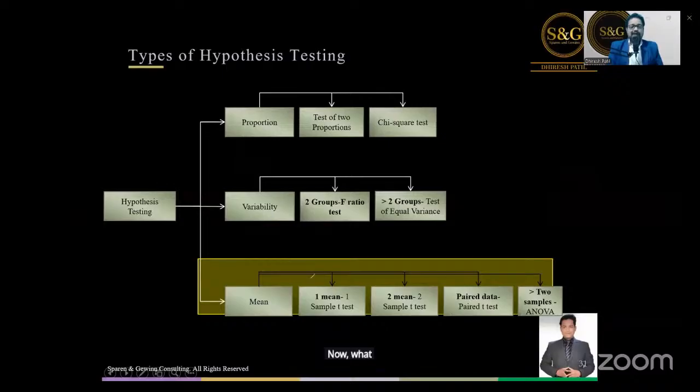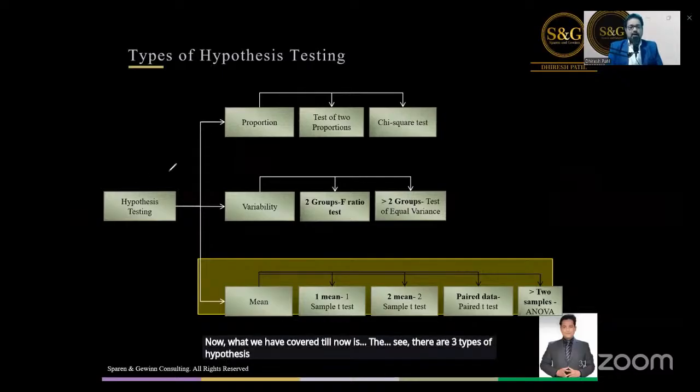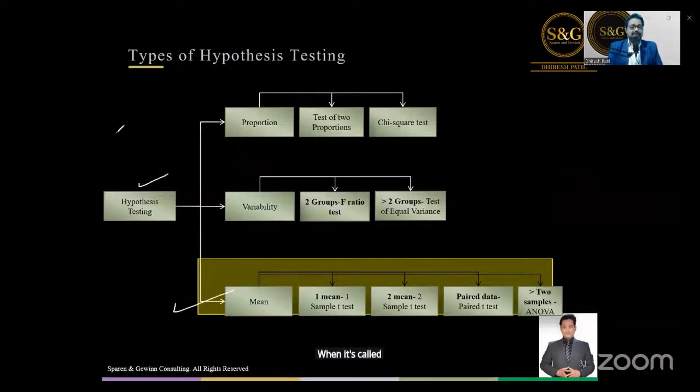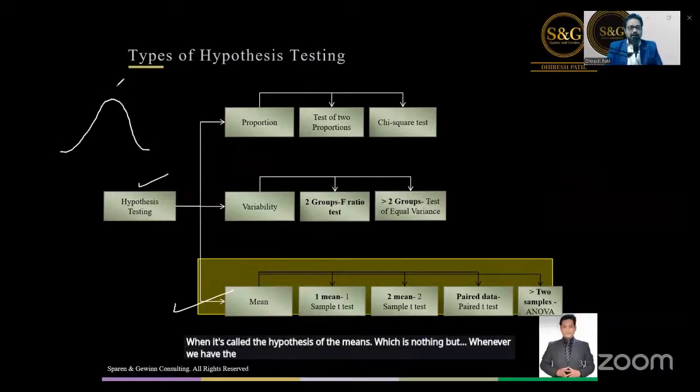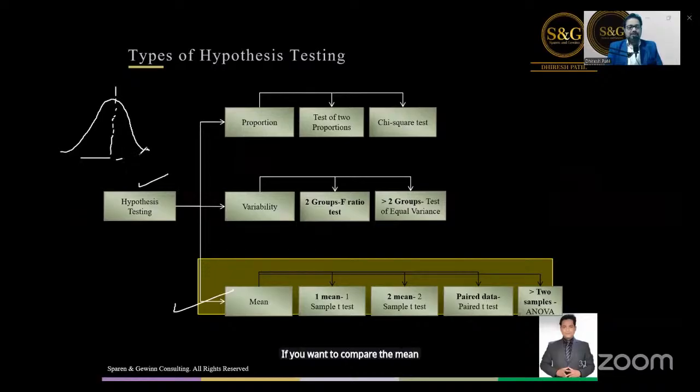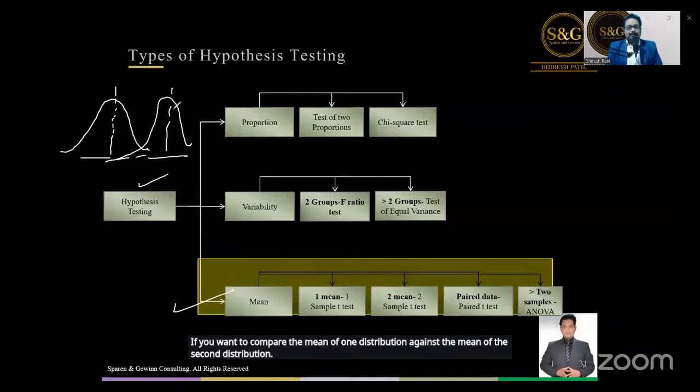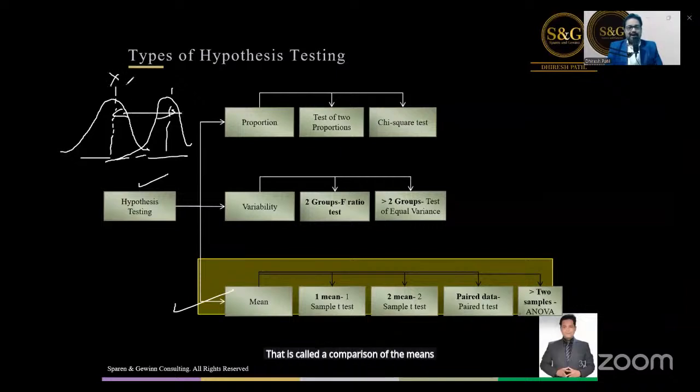What we have covered till now is, there are 3 types of hypothesis testing. One is hypothesis of the means: whenever we have distributions and want to compare the mean of one distribution against the mean of the second, that is a comparison of the means, x bar A and x bar B. In the mean comparison, we have 1 sample t-test, 2 sample t-test, pair t-test, and ANOVA. We have seen these 4.